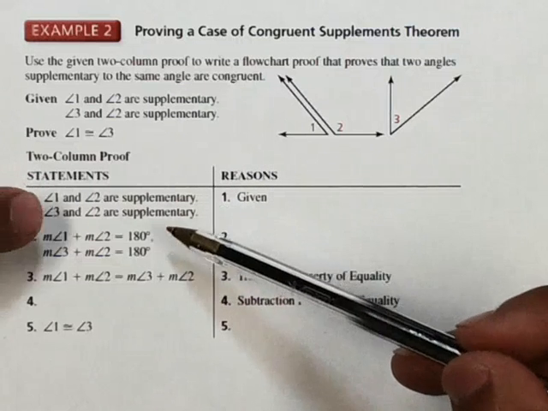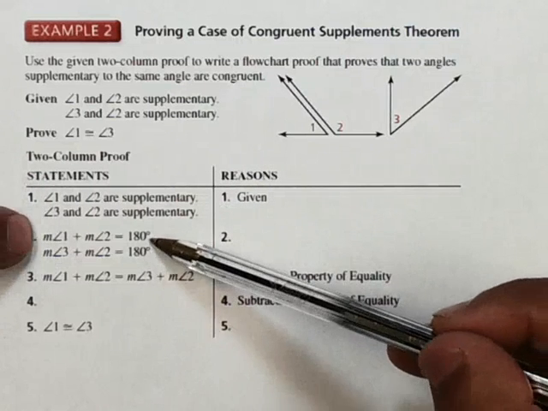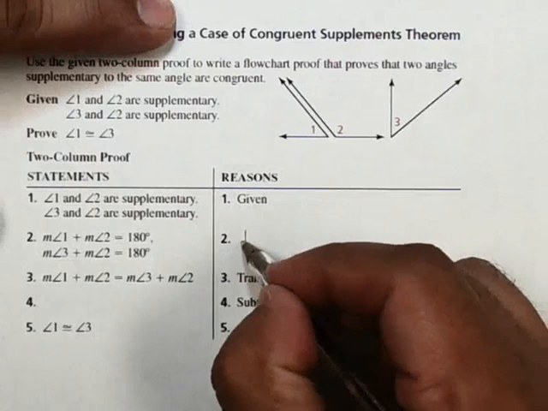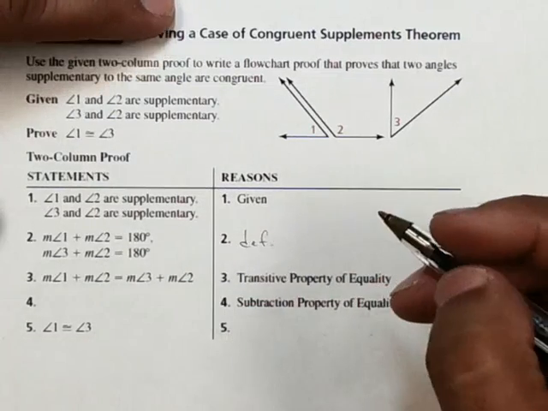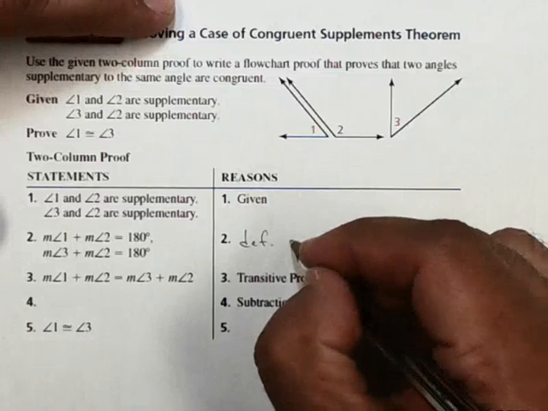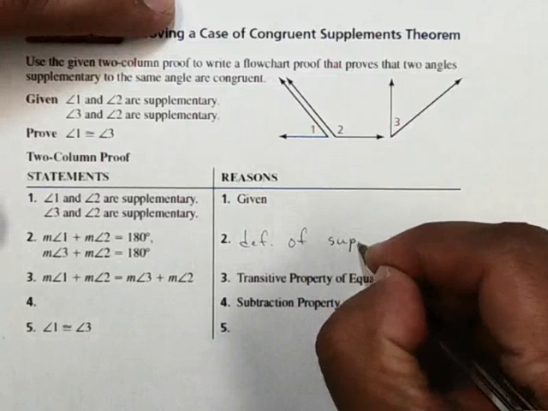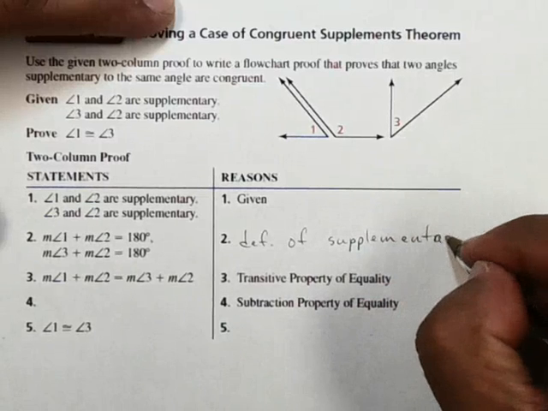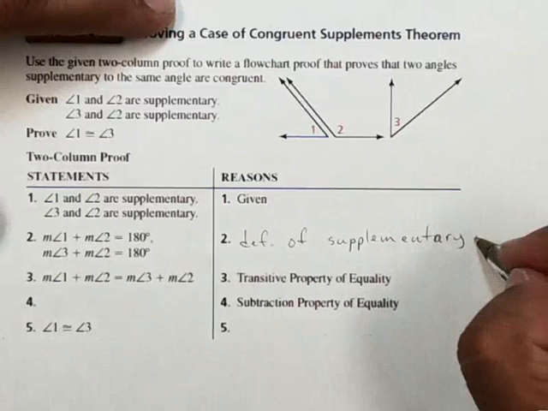If they're supplementary, that must mean that the sum of the angles adds up to 180 degrees. And we call that the definition of supplementary angles. That's what it means. We're just translating it into another sentence so we can use it.